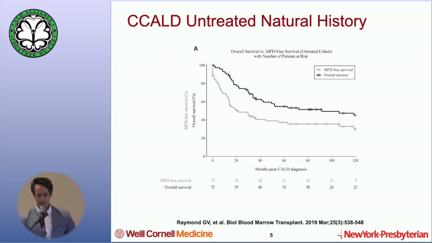So this is the untreated natural history of childhood cerebral ALD. The top curve is overall survival. The bottom curve is major functional disability-free survival. And as we see, everyone knows in this room, as time goes on, patients unfortunately deteriorate and then eventually succumb to disease.